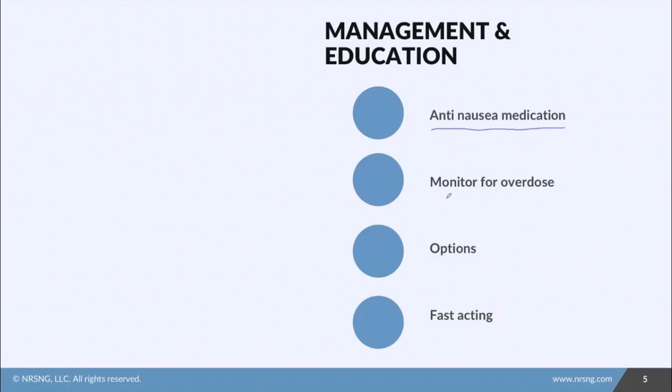Monitoring for an overdose. A patient that has respirations that are less than 12 a minute is a concern. So we want to watch for that, and for hypotension. We will educate the patient on the medication options. So what are her choices? What kinds of medications do we have for her or ordered for her, and let her make the best option for her. And then we want to help educate the patient to let her know which ones are going to be fast acting and work best for the pain that she's feeling.